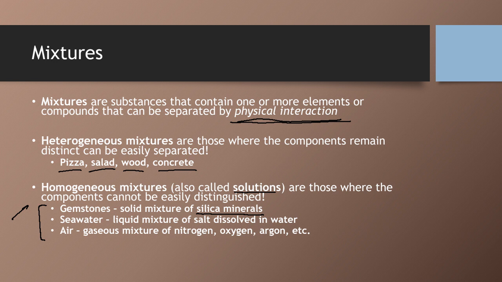Seawater is a liquid mixture of salt dissolved in water. So if you have a cup of salt water or 2 cups of salt water from the same place, you can't tell them apart because they're homogeneous mixtures. Air is another homogeneous mixture. It's a gaseous mixture of nitrogen, oxygen, and argon, and some other stuff, carbon dioxide, water vapor. But you can't tell one chunk of air from another chunk of air, because it's all mixed together in a homogeneous mixture. You can't see the different components.